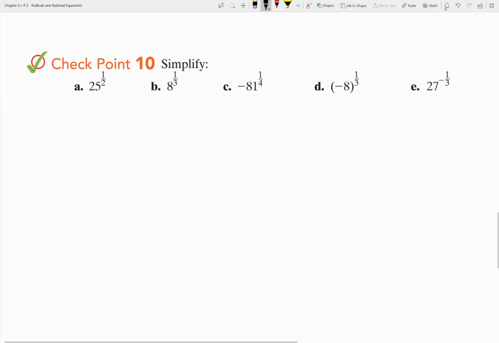Again, very quickly here. Square root, so that's a 5. Cube root, that's a 2. Negative on the outside, fourth root, that would be negative 3. Negative on the inside, cube root, that's a negative 2. Whereas this turns into 1/3, a positive 1/3. A negative in the exponent makes a fraction.